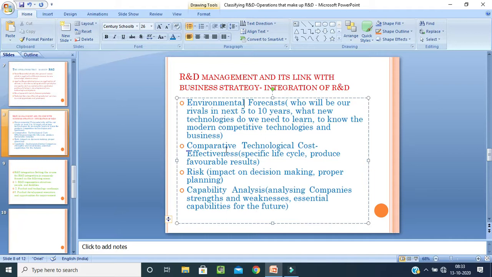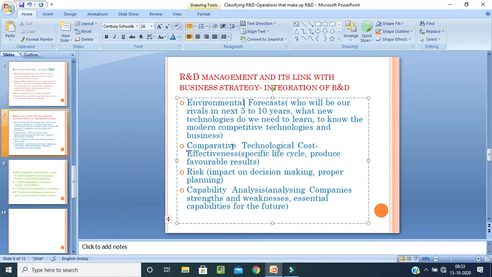What do you mean by environmental forecast? The environmental forecast helps the company take decisions on who our rivals will be in 5 or 10 years' time. Second, what technologies do we need to learn to avoid technological surprises? Last, what would be the modern competitive technologies and business?